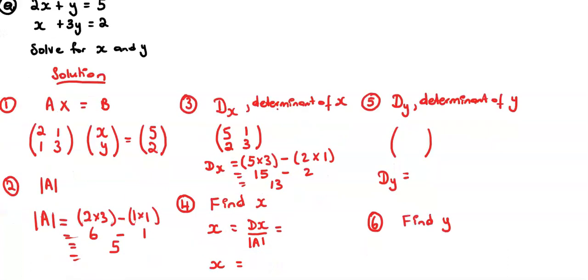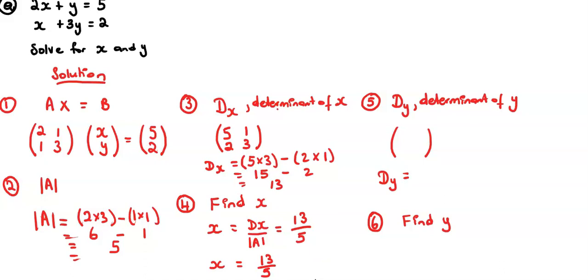Our next step, guys, is step 4. Find X. X is determined by dividing the determinant of X by the determinant of A. Dx is equal to 13, as we saw in step number 3, divided by the determinant of A, which is 5. So our answer for X is 13 over 5.